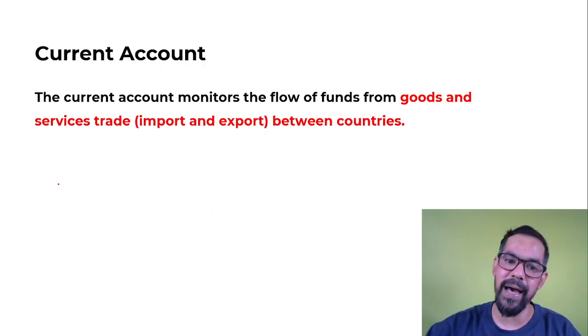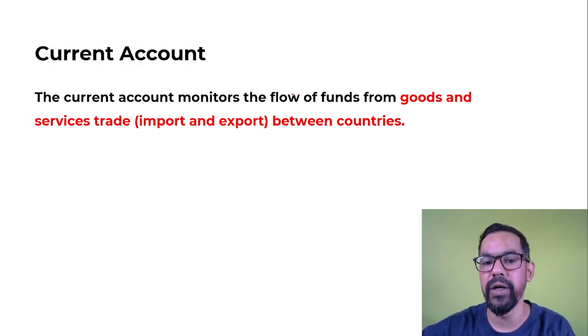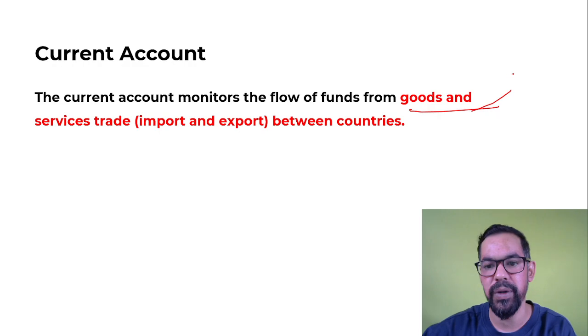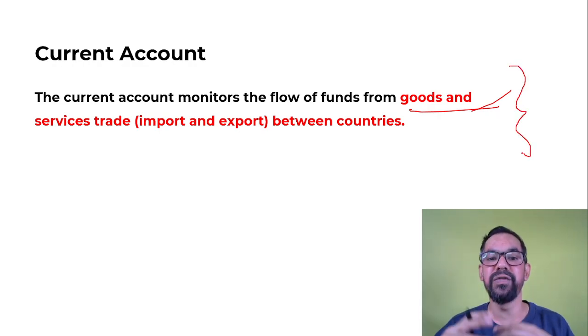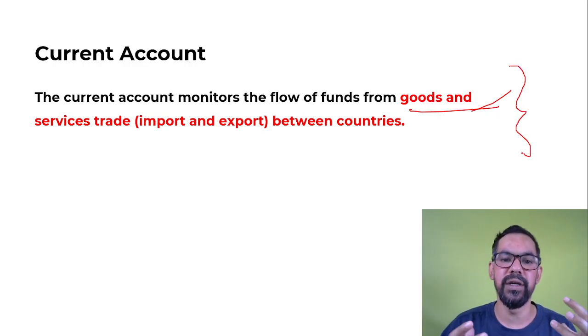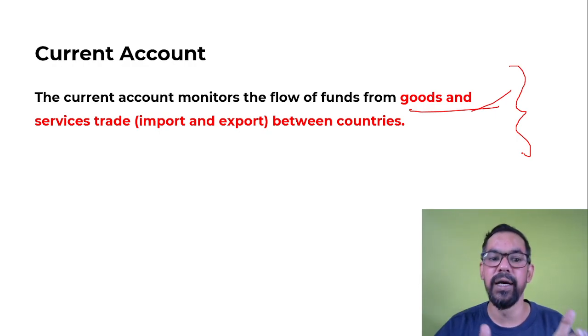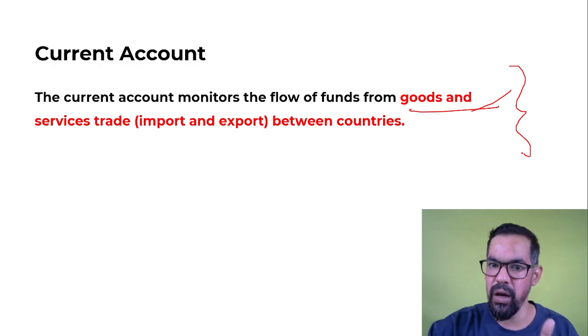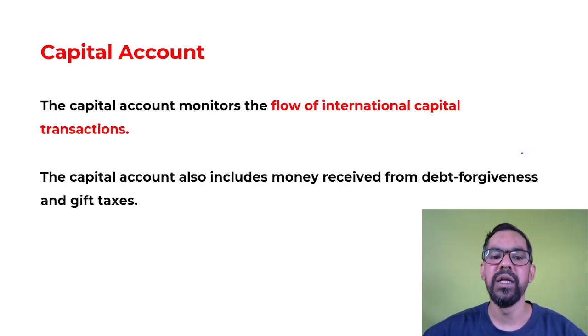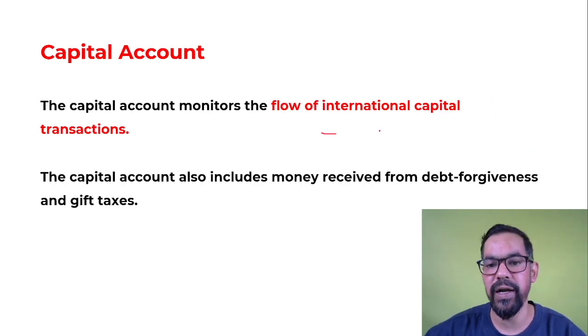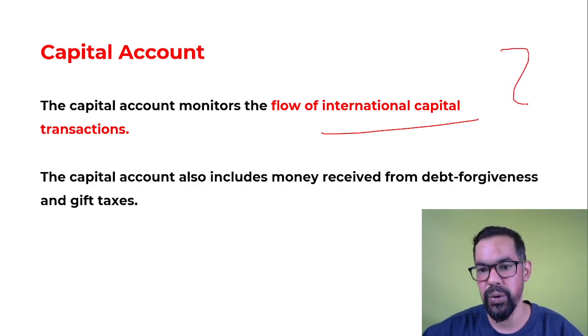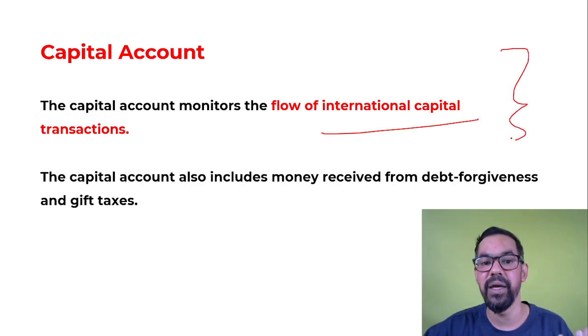Okay, so first we have the current account. The current account monitors the flow of funds from goods and services, import and export between countries. So during a financial year, whatever import is done by Indians or whatever export is done by Indians generally comes under your current account. Capital account: the capital account monitors the flow of international capital transactions. Okay, investment made by Indians in foreign countries or by foreigners in India.